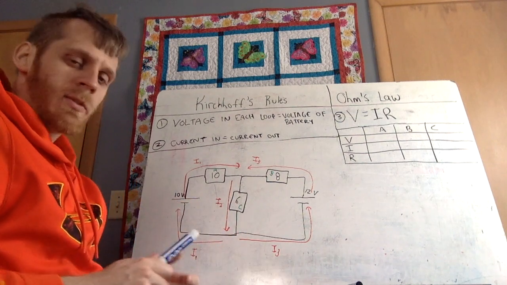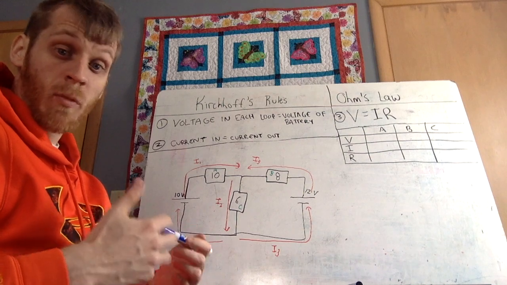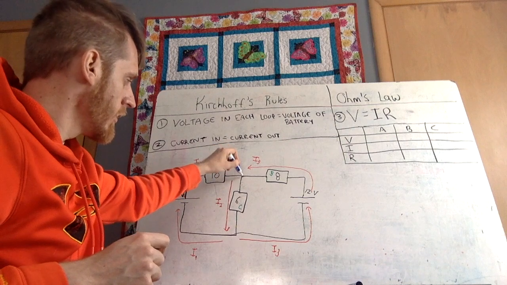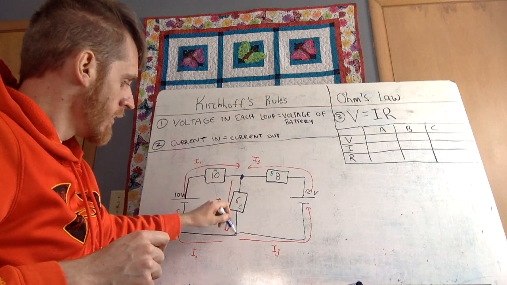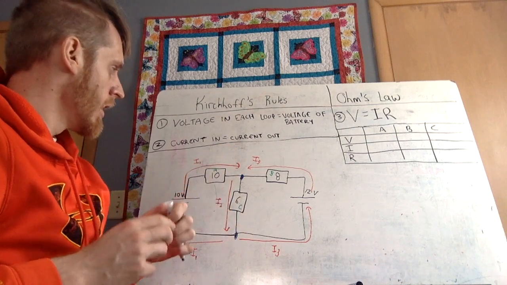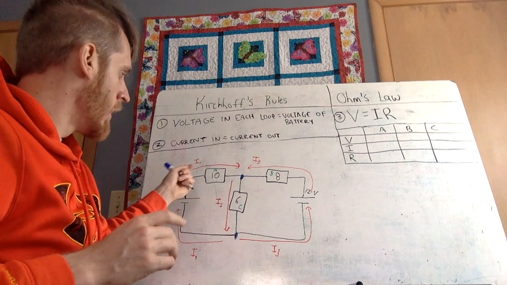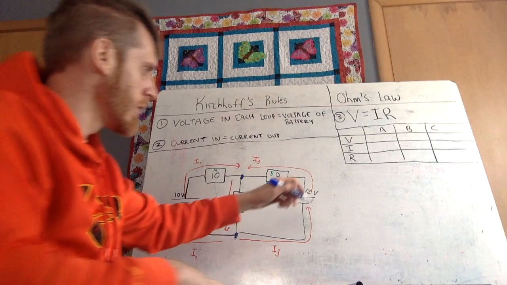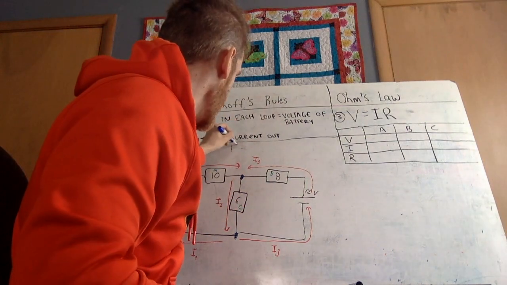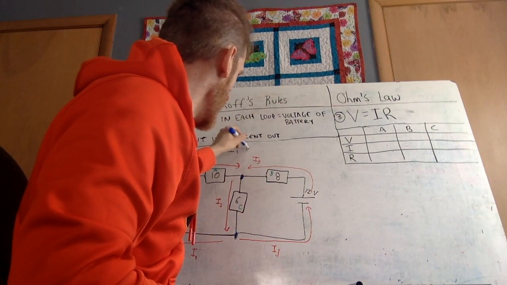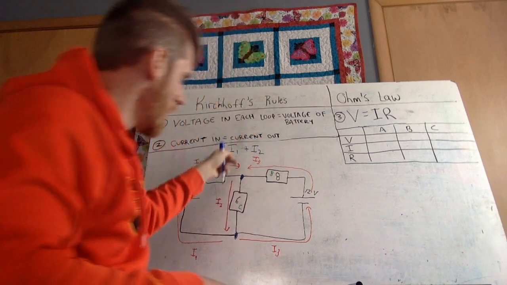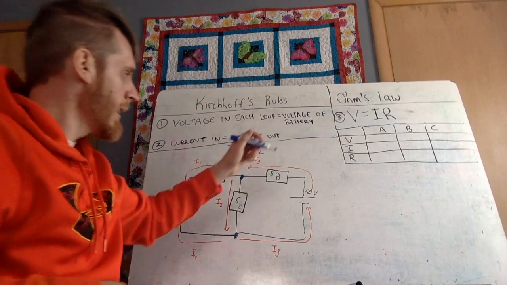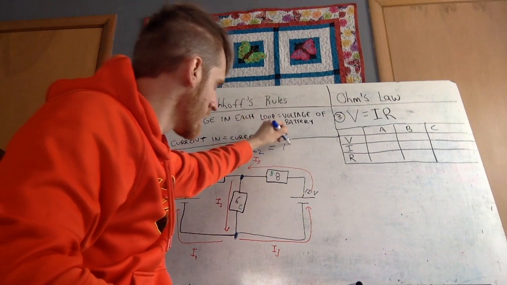So with this one, we actually have 3 loops in the circuit. I'll show you what those loops are in a second, but let's look at the current rule first. Here's an intersection. That intersection says that I1 is going in, I3 is going in, and I2 is leaving. So the current's going in, I1 and I2. Those are the currents going in. They're both pointing towards that dot. And then I3 is leaving, so that's the current going out.